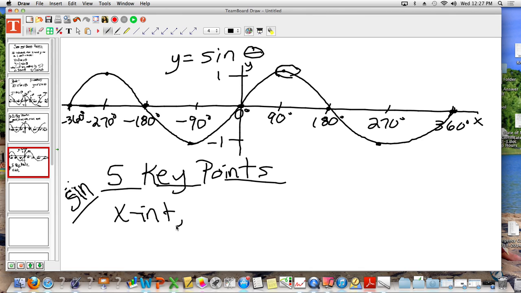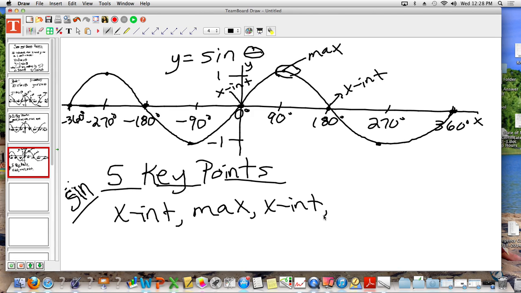What's our next key point? This right here is an x-intercept. This point right here is a maximum. So our next key point is a max. This point right here is another x-intercept. So that comes next. This point down here is a minimum. And then this point up here is an x-intercept.